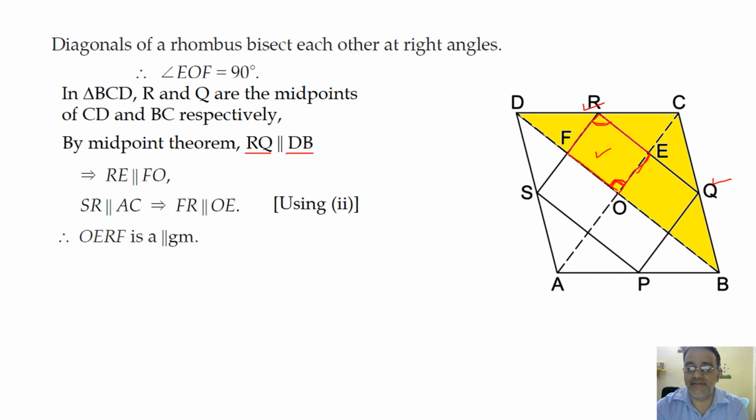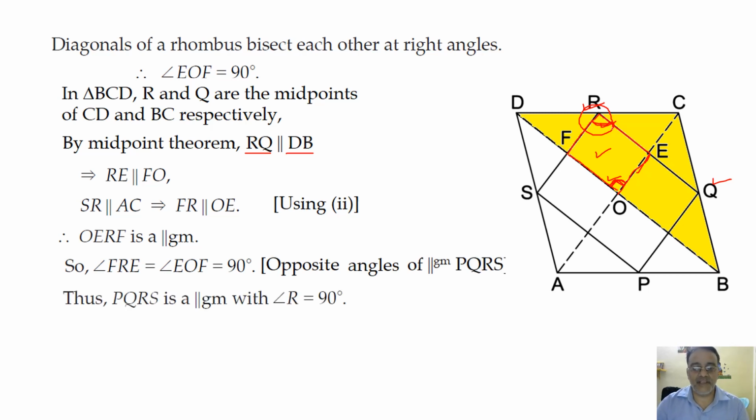Opposite angles of a parallelogram. Very good. But this angle is 90 degrees, so this angle is also 90 degrees. Okay. So यहाँ पे हम लोग क्या लिख सकते हैं? PQRS में angle R जो है वो 90 degree हो गया. PQRS is a parallelogram with angle R equal to 90 degrees. So therefore PQRS is a rectangle. Any doubt? No, sir. Okay.